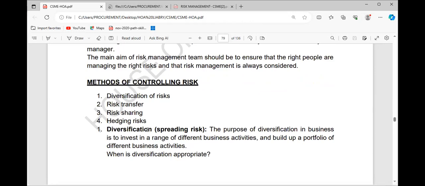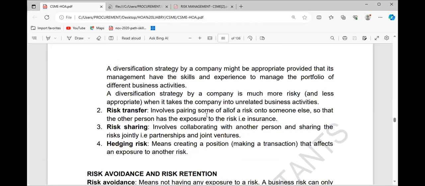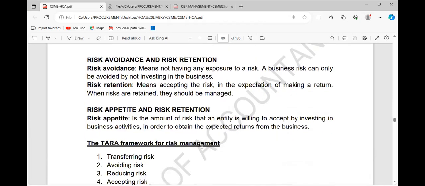So we have been able to discuss diversification, which is the same thing as spreading your risk. Don't put all your eggs in one basket. I've explained that. I've explained risk transfer, for example insurance, insuring your goods. Risk sharing, that is partnership and joint venture. I think I've explained that. Then hedging means creating a position, making a transaction that affects an exposure to another risk. I think I've explained that.